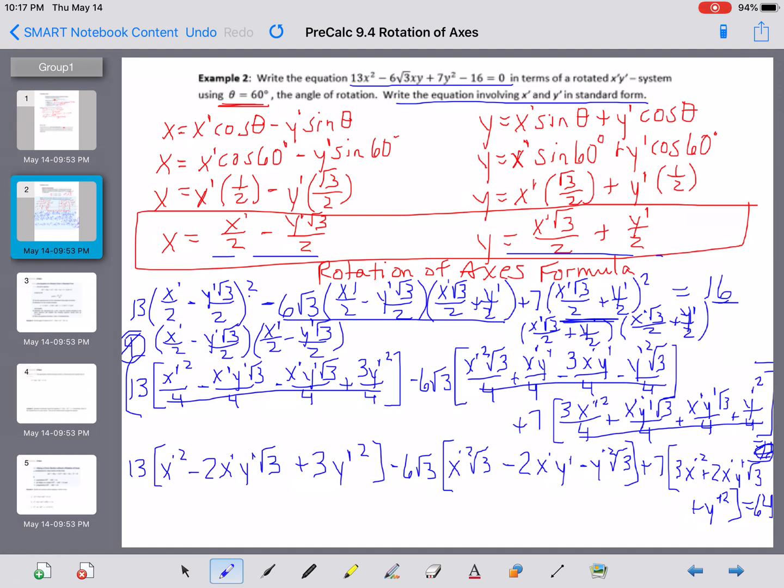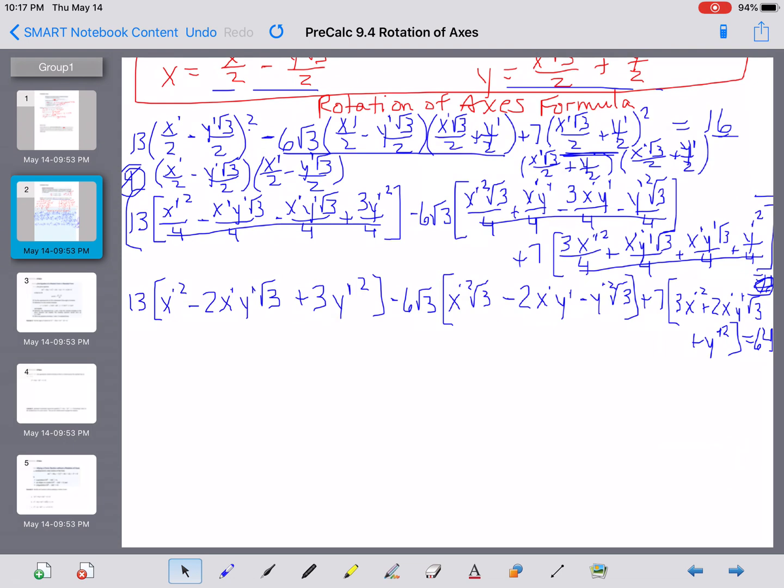All right, let's see if I have more paper. I do. Here we go. Just now I'm going to take my coefficients into everything to see what I can start doing. So I have a 13x prime squared minus a 26x prime y prime radical 3 plus a 39y prime squared. I know it looks like an exponent of 12 with the prime and the squared, but I'm trying to do the best I can here.